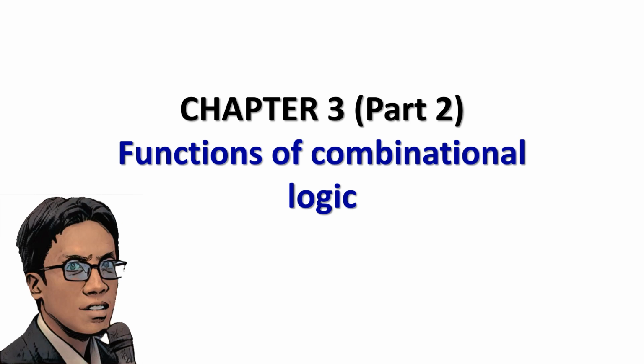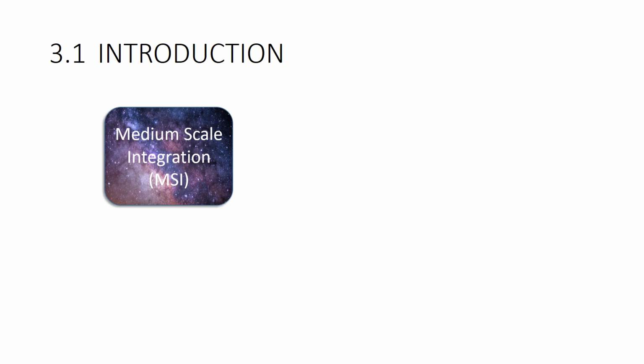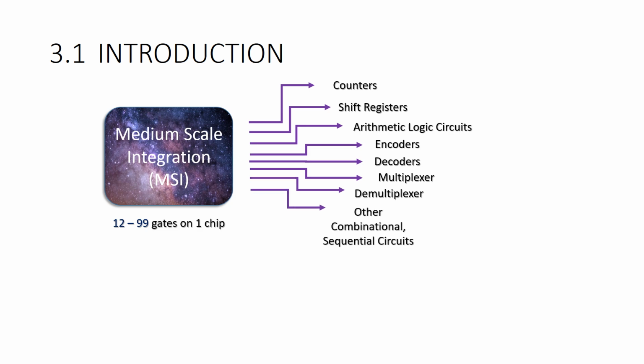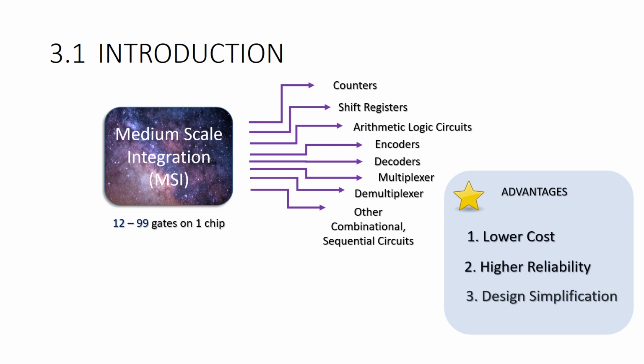So we are now in chapter 3, part 2, functions of combinational logic. Medium scale integration, MSI, allows integrated circuits to have 12 to 99 gates manufactured on one chip, and it could perform functions such as counters, shift registers, arithmetic logic circuits, encoders, decoders, multiplexers, demultiplexers, or other combinational or sequential circuits. The advantages of MSI are lower cost, higher reliability, and design simplification.